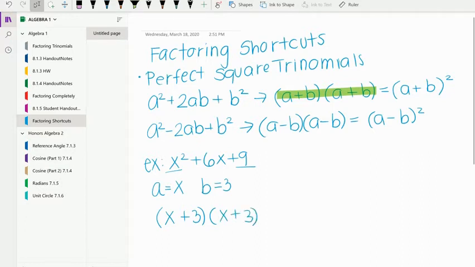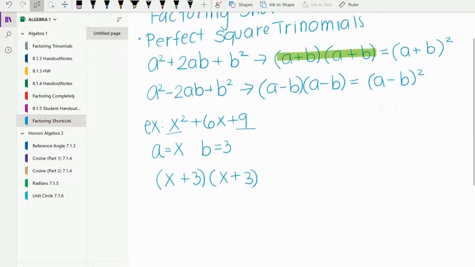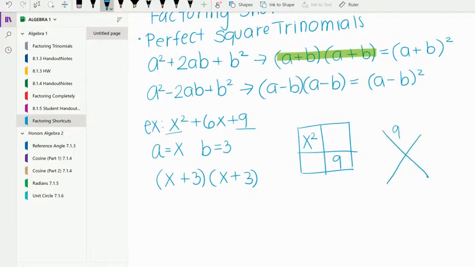Now, if this is too confusing, you could always just go back to your box and do it that way. Let's say you don't really care about the shortcut. Well, you would do x squared and 9. We would put 9x squared at the top, 6x at the bottom. I need two numbers that multiply to 9x squared and add to 6x, and that would be 3x and 3x. Then you come up with your edges, and what you end up getting is the exact same thing. Keep in mind, we could also write our answer as x plus 3 squared.